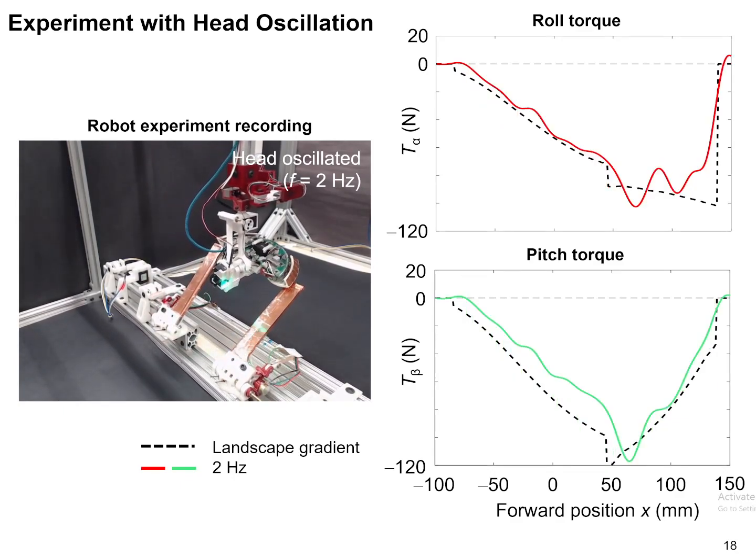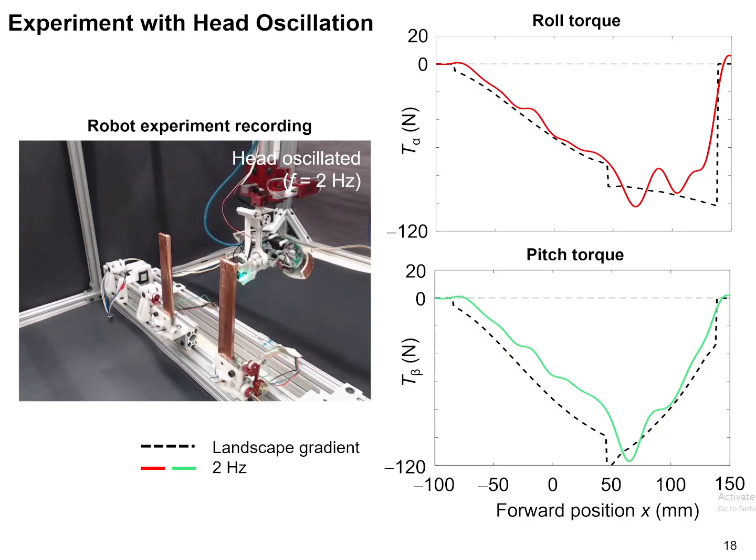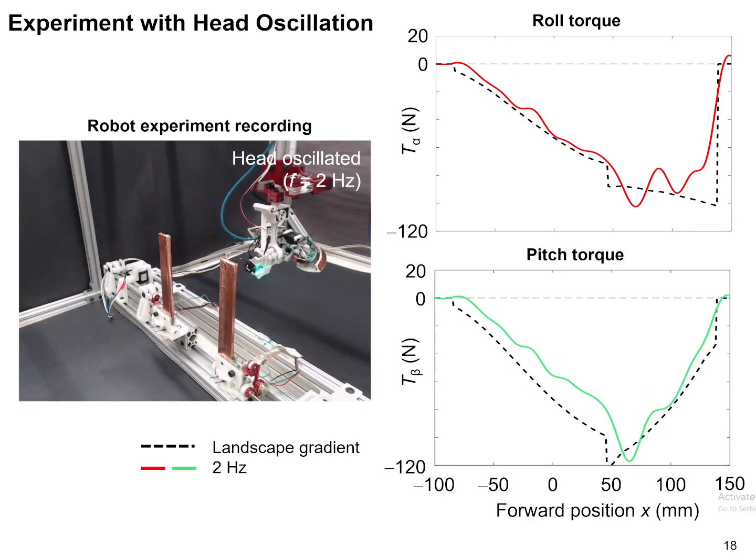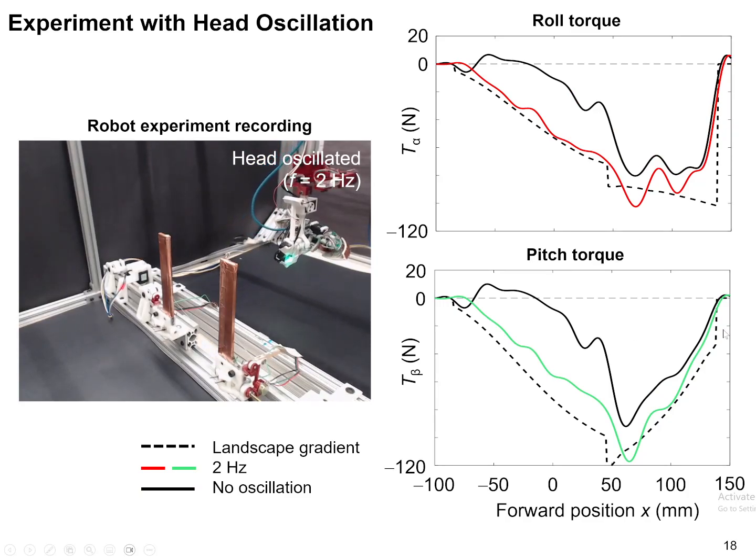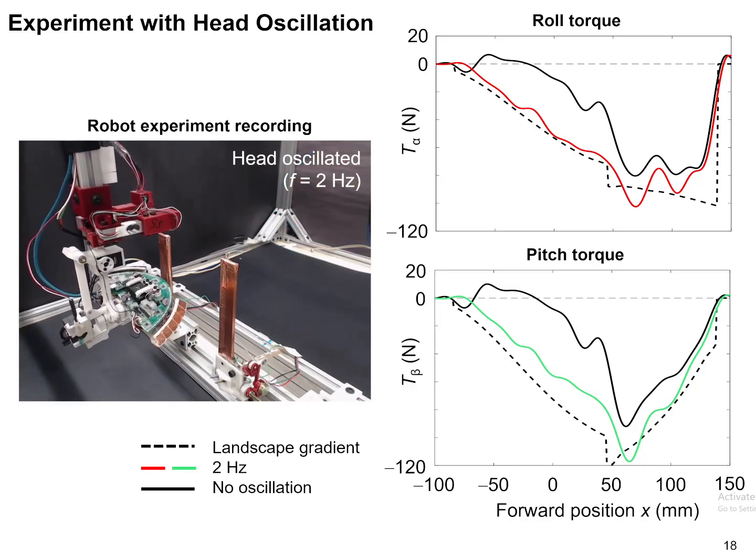If we filter out the head oscillation frequency, they are close to the landscape gradient. If we also add a measurement with a static head, we found that head oscillation reduced the difference between the measured force and the landscape gradient.